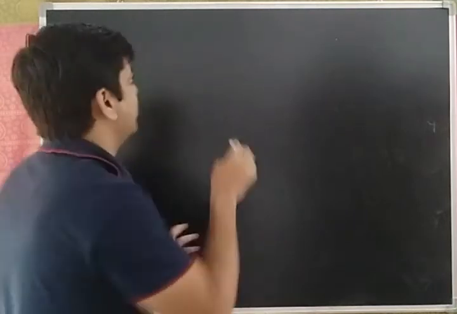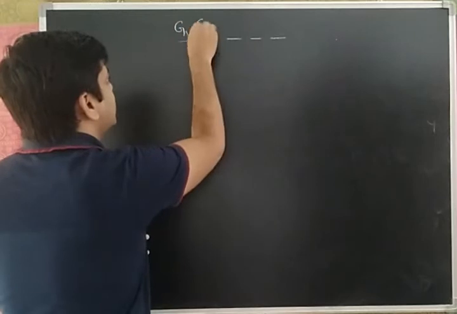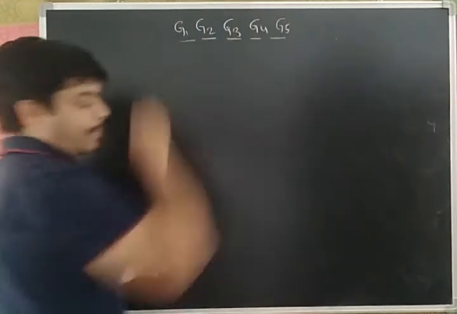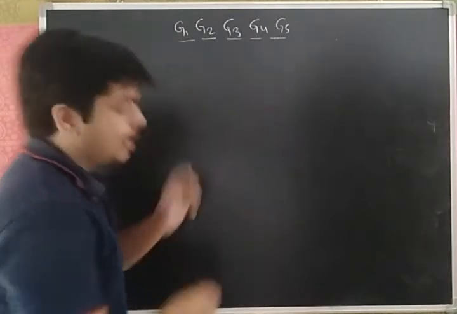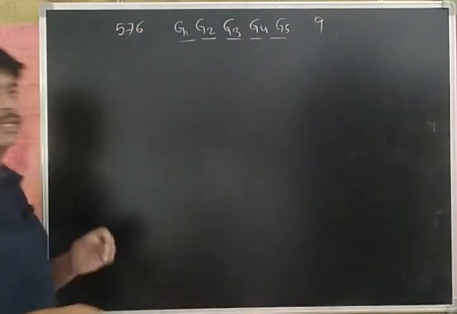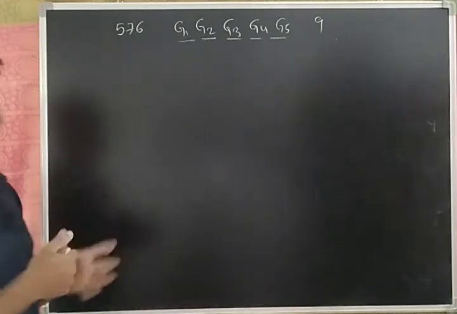Okay, see here. Insert 5 geometric means: G1, G2, G3, G4 and G5. Insert 5 geometric means between 576 and 9. So we have these two numbers. So how will you find the common ratio?